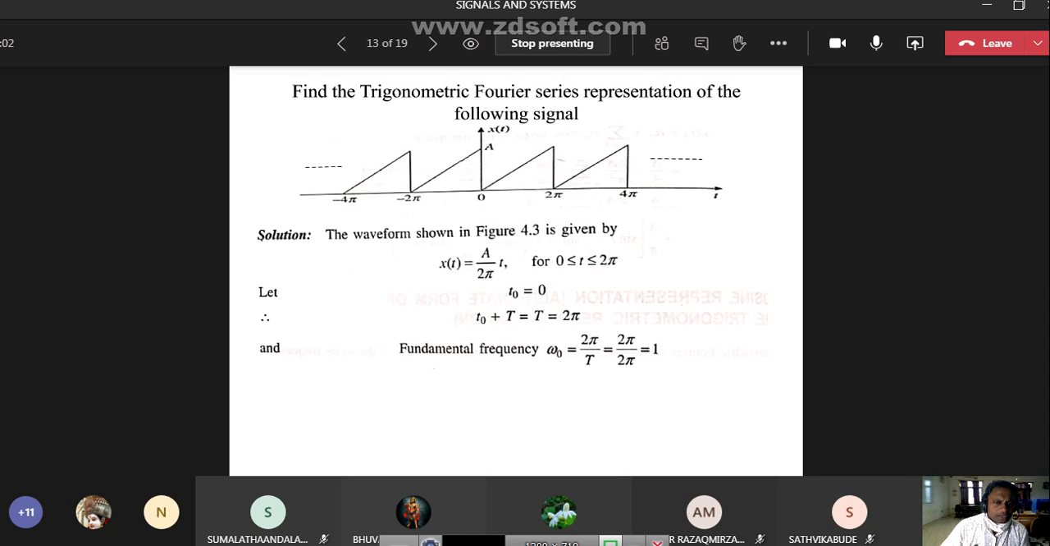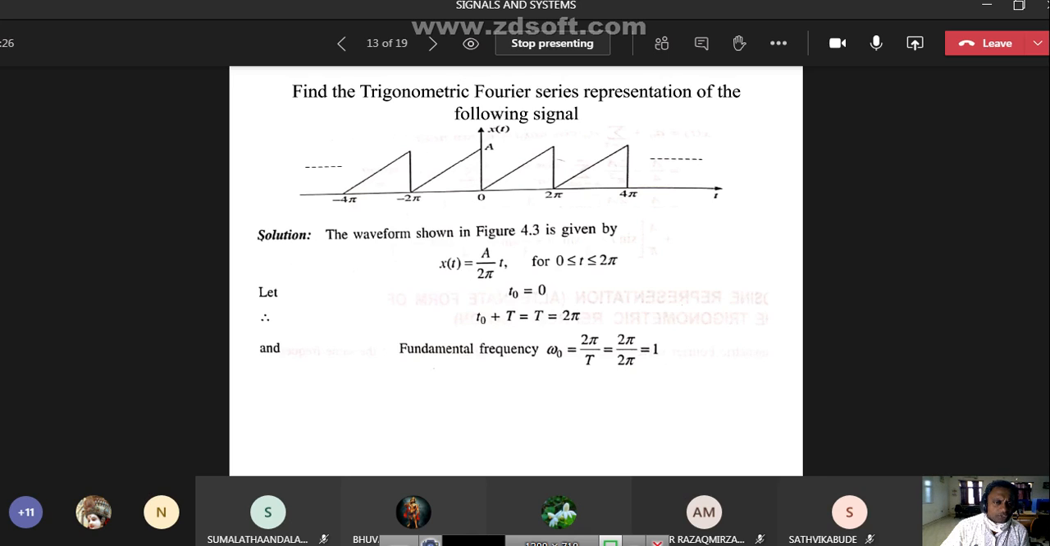Now this x of t is very crucial. Writing this x of t equation is crucial for the calculation of trigonometric Fourier series representation. అయితే ఈ x of t ఎట్లా కనుక్కోవాలి, already I have explained, right? How to find out? So here you have to find out the slope of the function. What is the slope?